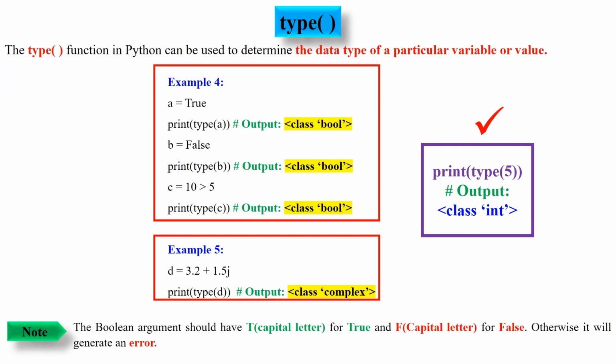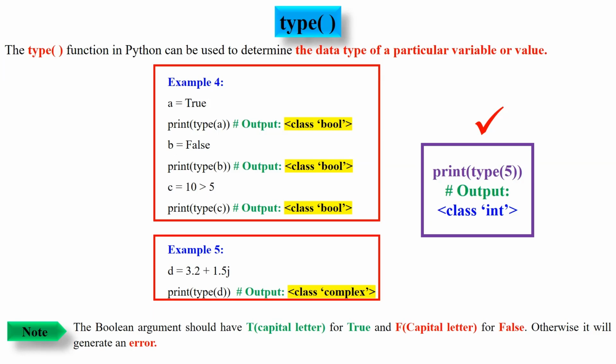Next line uses the print function to output the result of the type function applied to the variable b. The output of the second print statement is class bool, indicating that the type of the object stored in the variable b is also a Boolean.